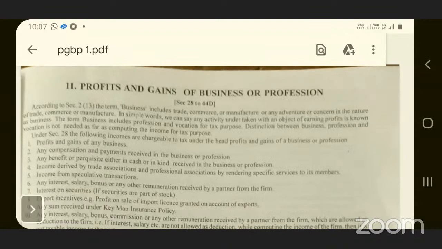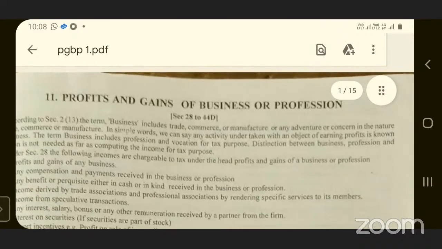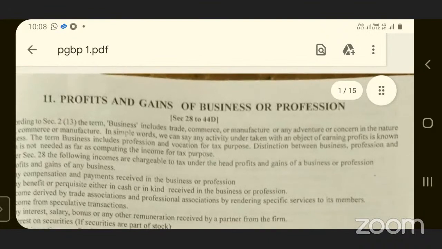Good morning, everyone. In today's class, let us discuss another head of income, that is, the sources of income. We are discussing various heads under the sources of income. Today, let us discuss profit and gains of business or profession. It is the third head under the sources of income.